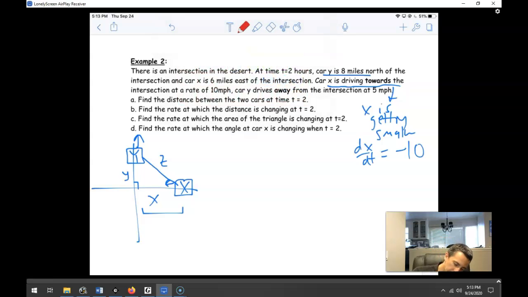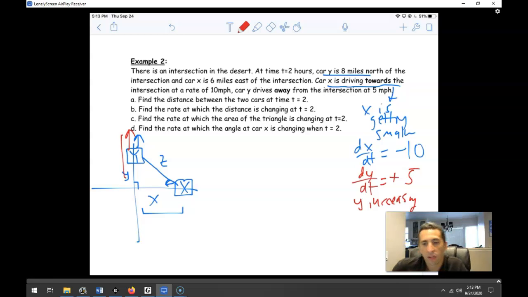Now, on the other side of things, y is getting bigger, right? If car y is getting further away, it's driving to the north, then that's telling us that dy/dt is +5 because y is increasing. So we want to think about whether the quantities are getting further or closer, and that'll tell you whether you have a positive or a negative there.